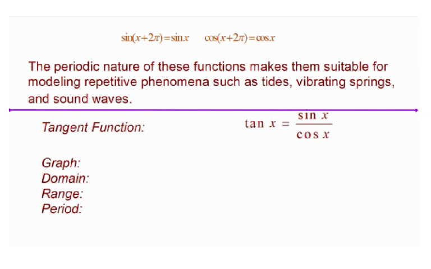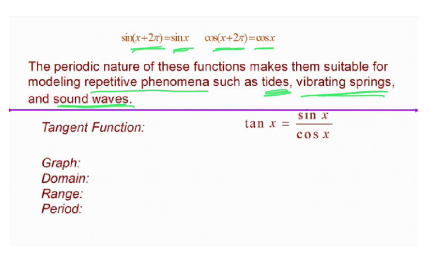So because of that periodic nature of the functions, because when you loop around once it's equal to that same thing, it makes them suitable for modeling repetitive phenomena such as tides, it repeats itself, vibrating springs repeat themselves, sound waves repeat themselves. Some really neat things that you can deal with in physics that can be modeled with the sine and cosine functions.